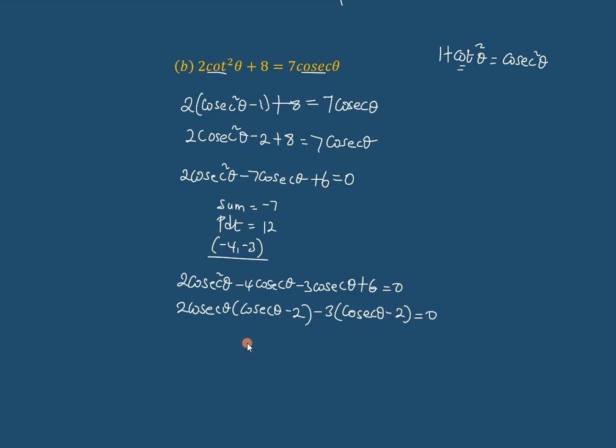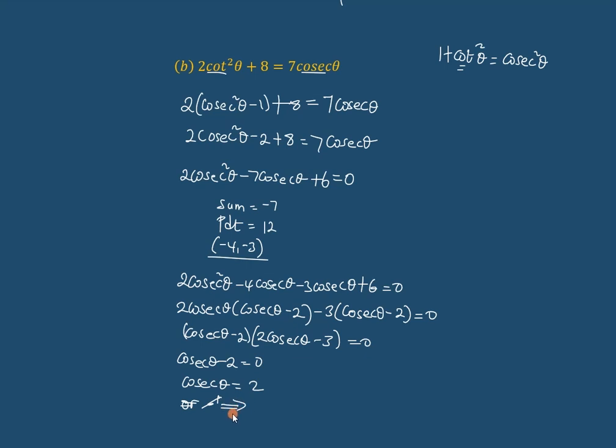From here we can see that when we pull out cosec theta minus 2, around here we remain with the 2 cosec theta, then here we remain with 3. Everything is equal to 0. So when we look at this, we have 2 brackets, and if that thing will give us a 0, it means that either cosec theta minus 2 is equal to 0, implying that cosec theta equal to 2.